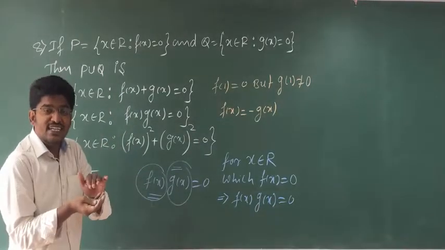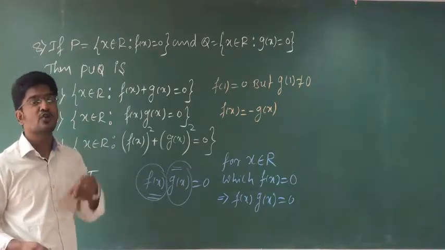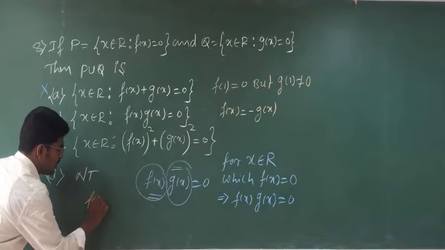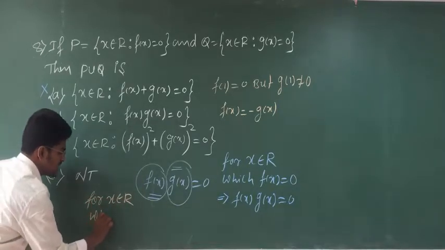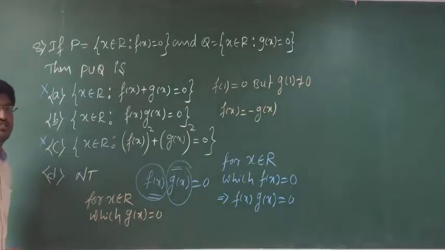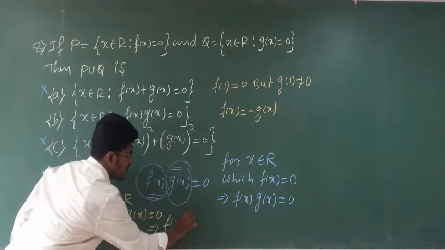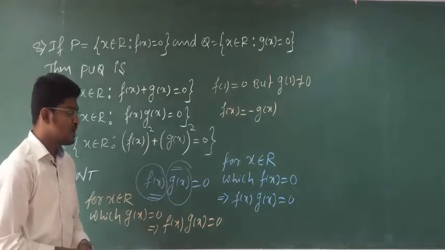So one of the sets is already solved, that is f of x. Now you have to solve for g of x. What about g of x? See, for x belongs to R, which makes g of x equal to 0, implies f of x into g of x is also equal to 0. Are you getting my point?